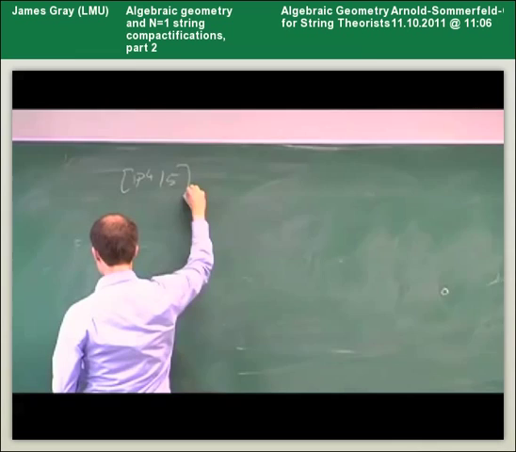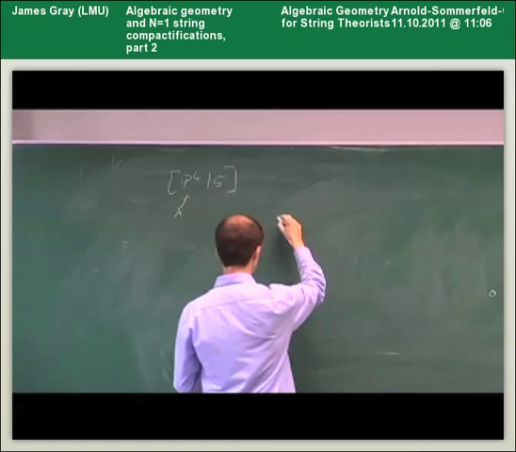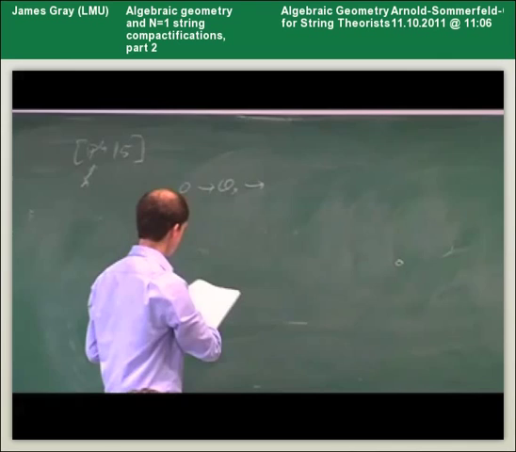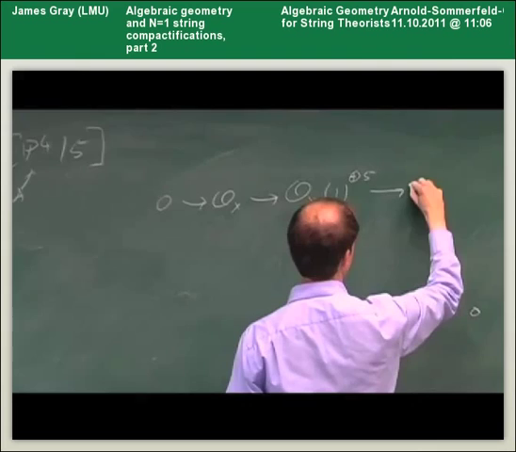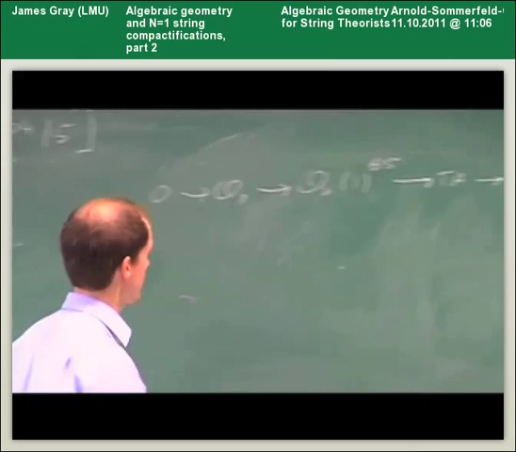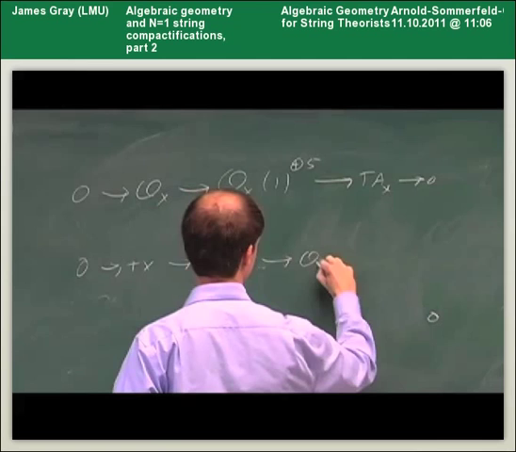Okay, so look at the quintic. The ambient space is P4, and the tangent bundle to that is given by the following. We have 0 goes to O, O(1) to the 5, goes to this tangent bundle. Using Koszul, we can restrict that to the Calabi-Yau. I've already done it. And then we have this, and the normal bundle for the quintic is just O(5). So then we have 0 goes to TX, goes to TA of X, goes to O_X(5). Okay, cool things we can do with this.